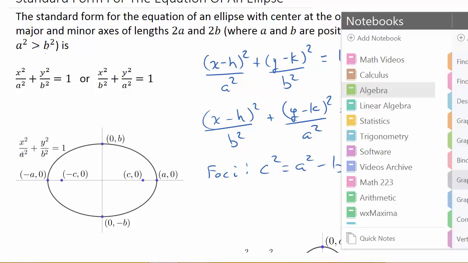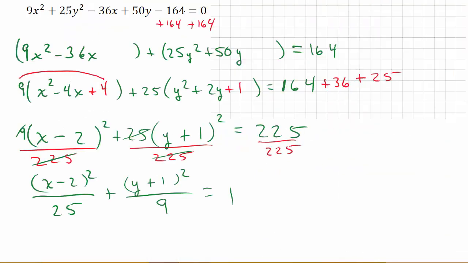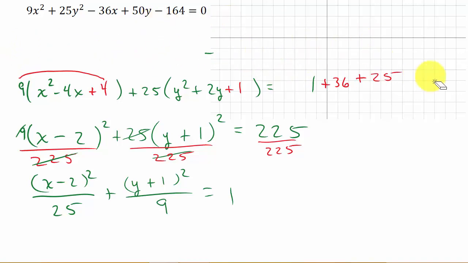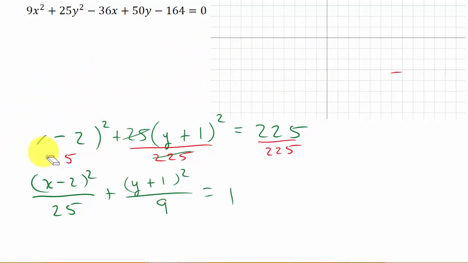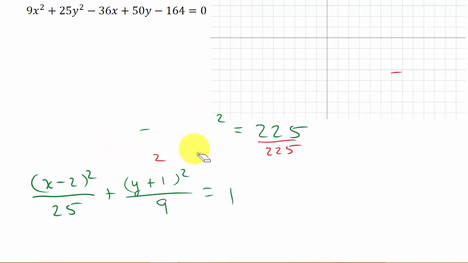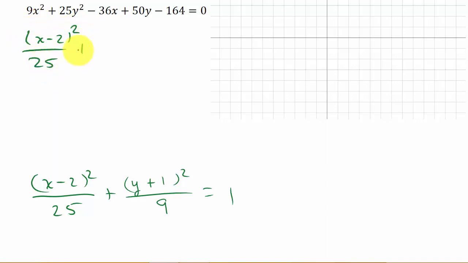Okay. All right, so now let's go ahead and get our center. Let's get A, let's get B, let's figure out what C is. Okay, so let me go ahead and erase all this so we can come back up here and finish the problem. Alright, and I'm going to go ahead and rewrite the problem up here. (x minus 2) squared over 25 plus (y plus 1) squared over 9 equals 1.